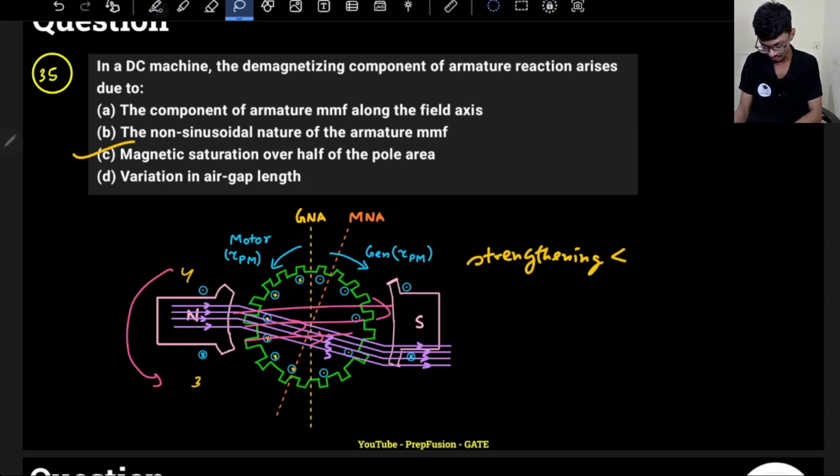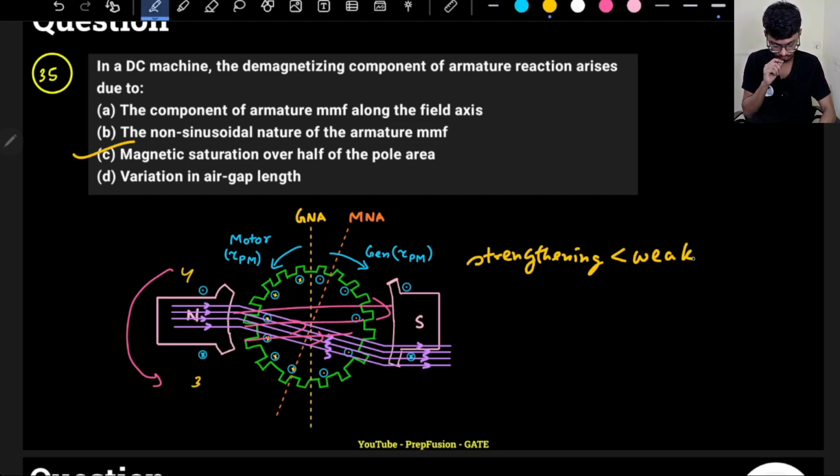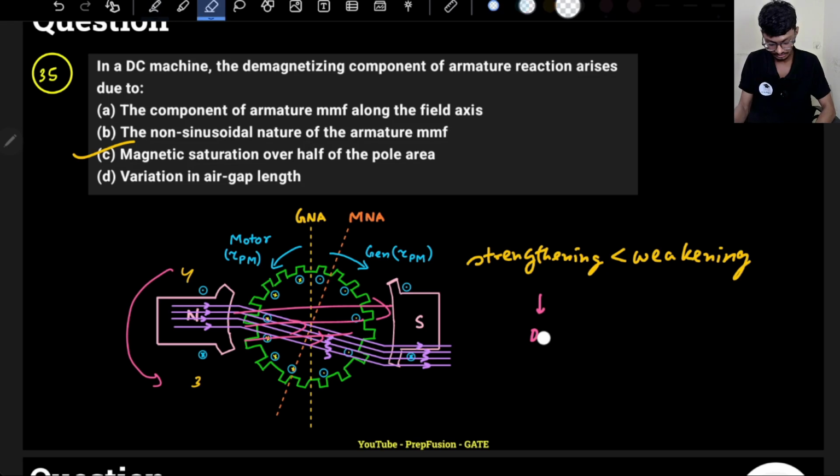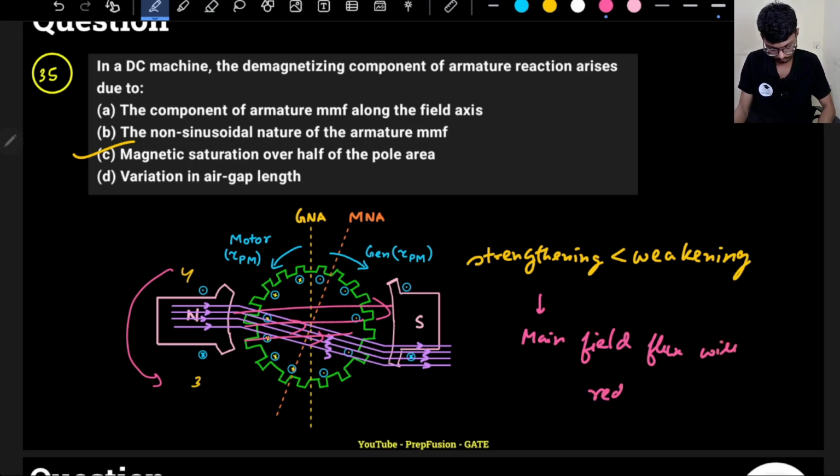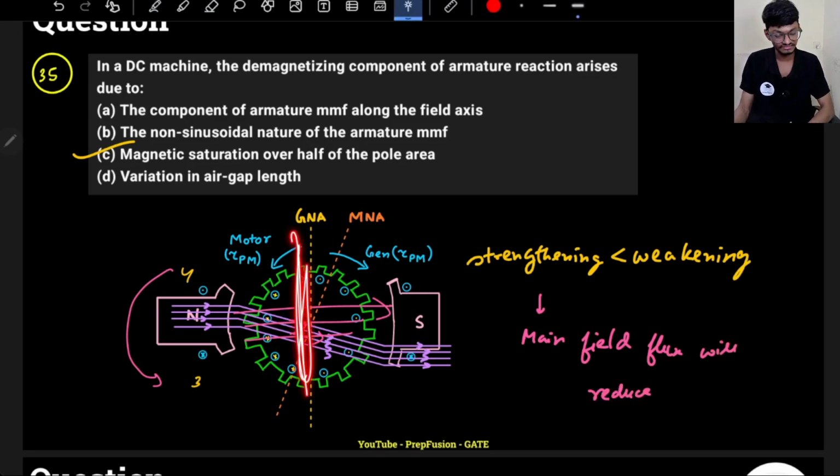As strengthening is less than weakening, okay, weakening. Basically I can say that there will be demagnetizing of the main field flux. Main field flux will reduce. So basically, flux will reduce. Basically this cross magnetizing flux actually does not reduce the overall magnitude of the main field flux. It just changes the direction of the main field flux.